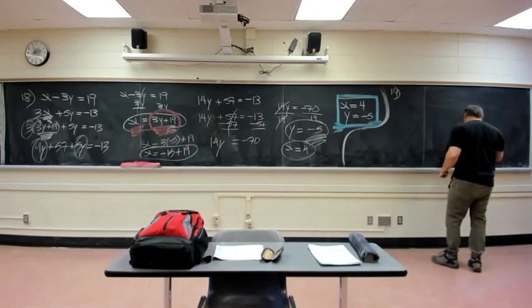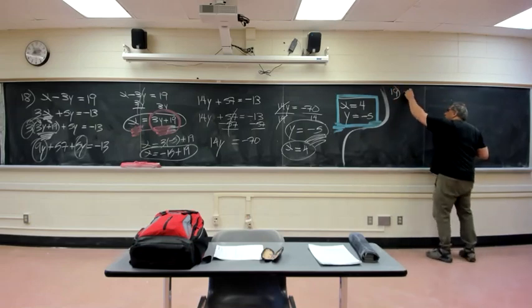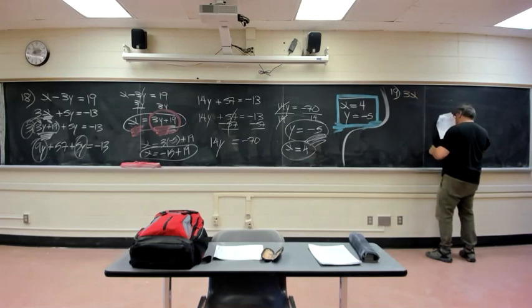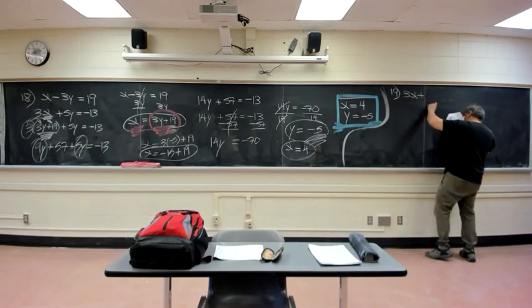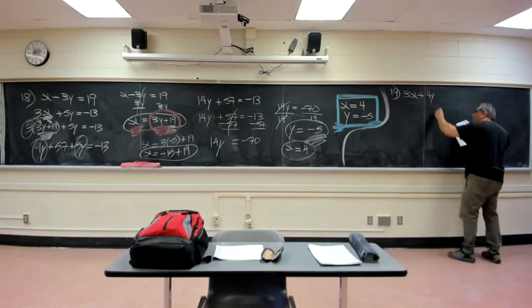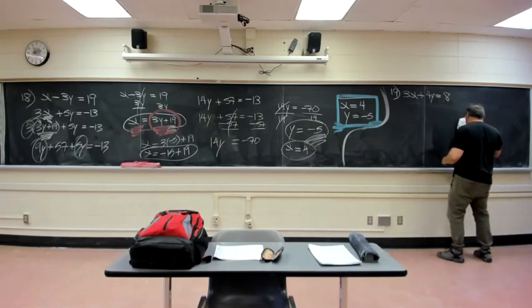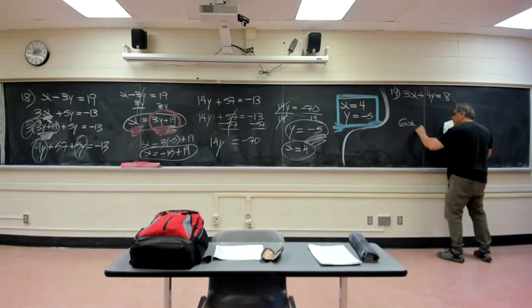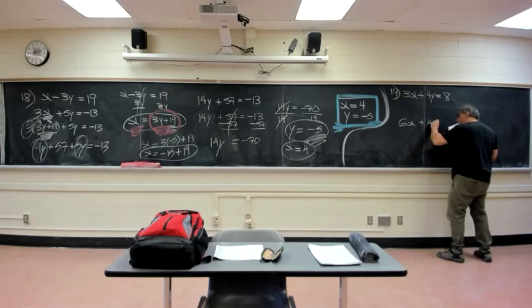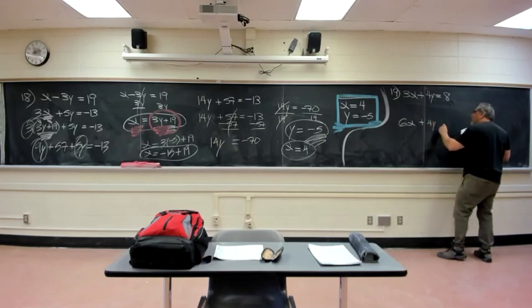For 19, you've got 2 independent equations and 2 of the same unknowns, x and y: 3x plus 4y equals 8, and 6x plus 4y equals 20.